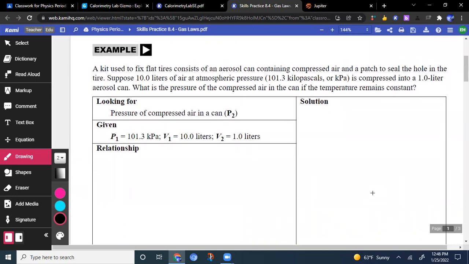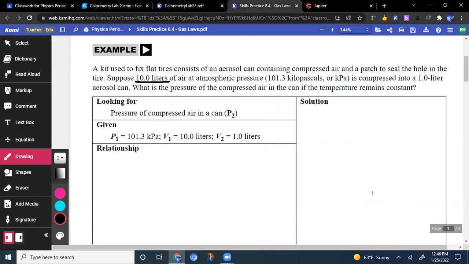A kit used to fix flat tires consists of an aerosol can containing compressed air and a patch to seal the hole in the tire. Suppose 10 liters of air at an atmosphere of 101.3 kilopascals is compressed into a 1 liter aerosol can. What is the pressure of the compressed air if the can temperature remains constant?